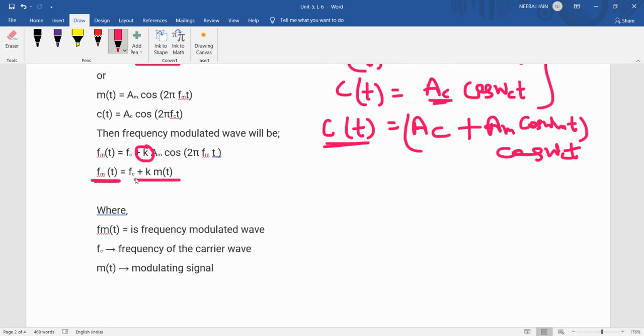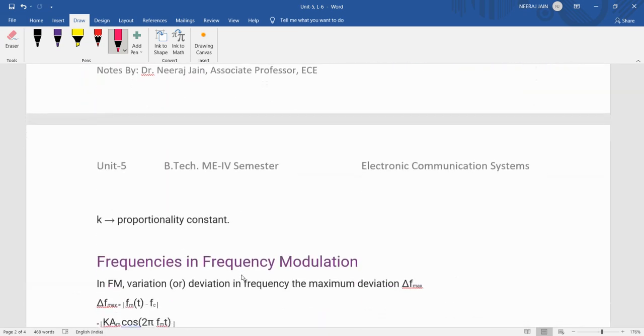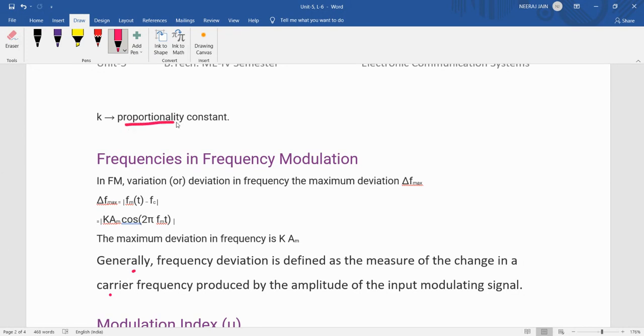So f(t) जो मॉड्यूलेटेड सिग्नल होगा उसकी फ्रीक्वेंसी को हम कर देते हैं fc + k m(t), where f(t) is the frequency modulated wave, fc is the frequency of the carrier wave, m(t) is the modulating signal, and K is the proportionality constant.